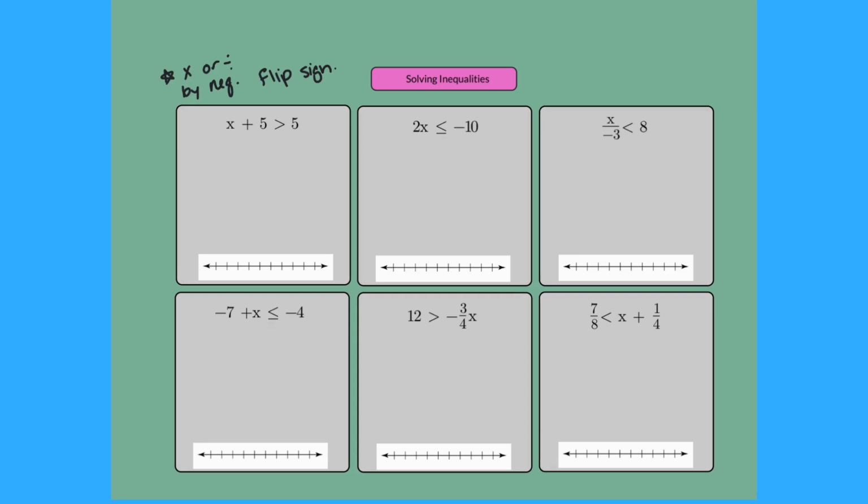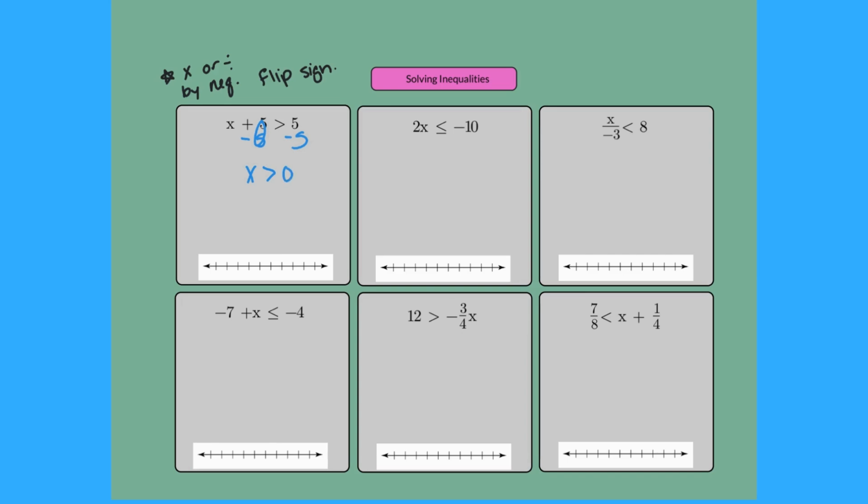So in this first one, we're going to use inverse operations. The opposite of plus 5 is minus 5. So we minus 5 on each side, just like with an equation, to make this 0. So x, yes, there is a negative. However, I did not multiply or divide by that negative. We're just subtracting, so the sign stays the same. And then 5 minus 5 happens to be 0.